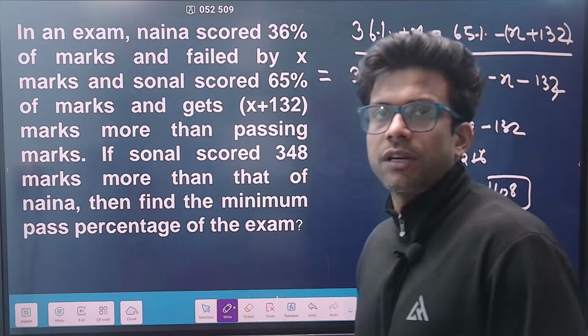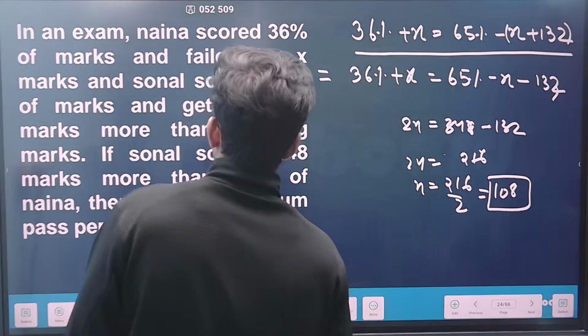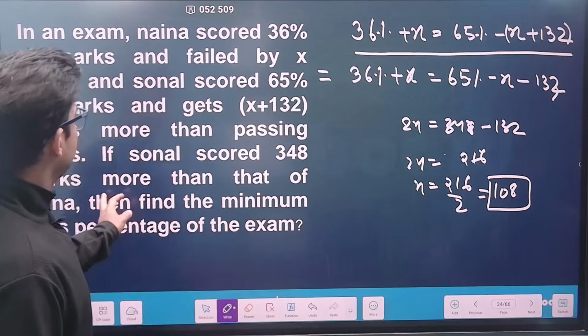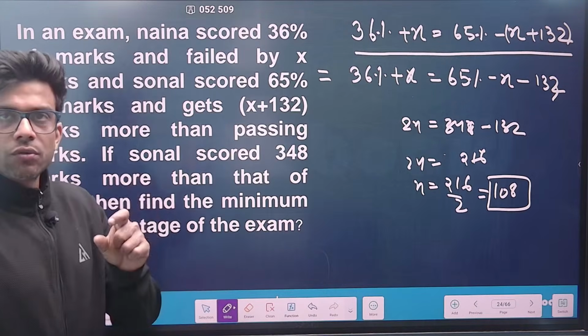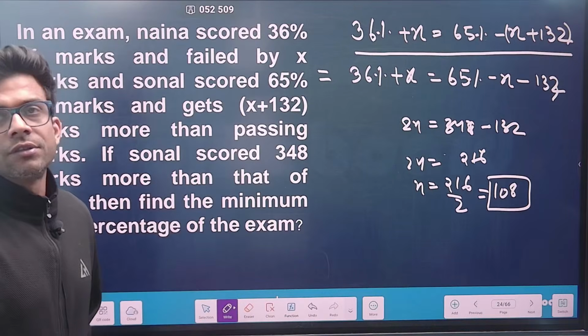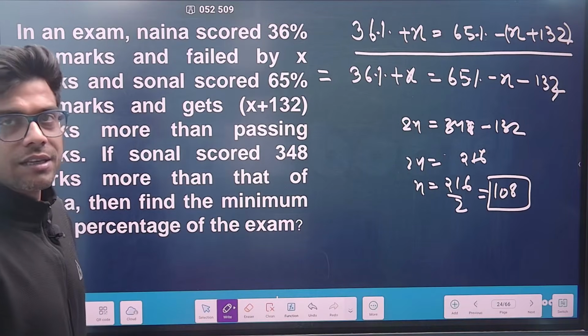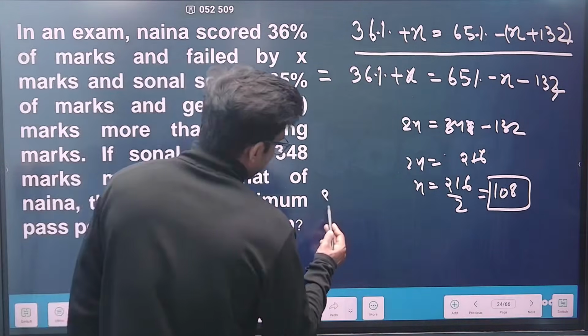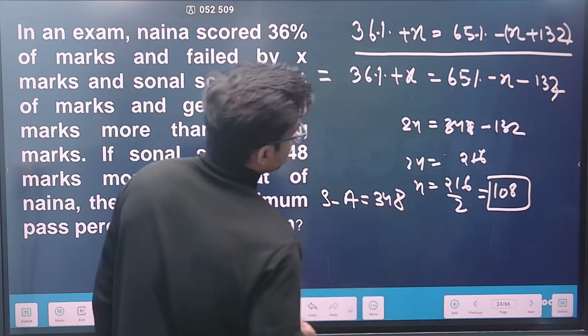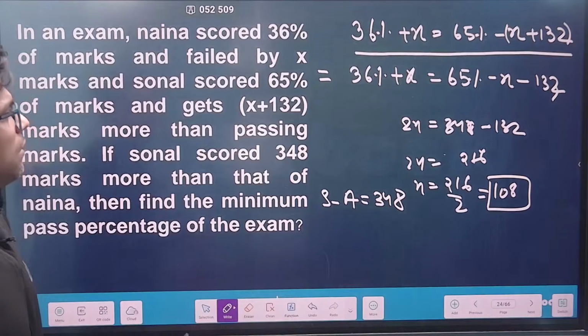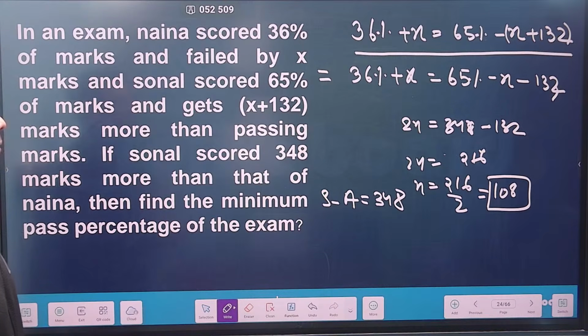This is a very good question, I would say. Now here is the question. Sonal scored more than Naina. So can I say that Sonal minus Naina is given to us as 348? Correct? Sonal minus Naina is given to us as 348. Wait a minute, I'll show you.